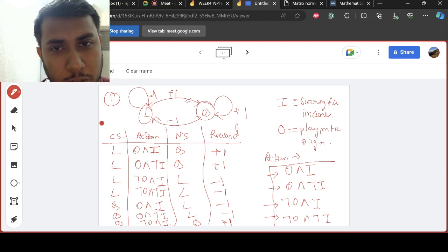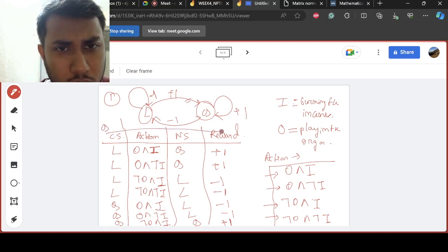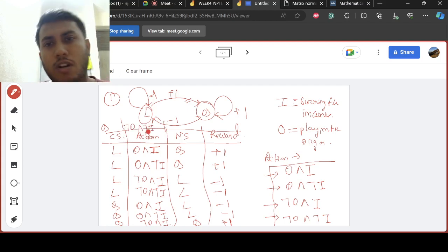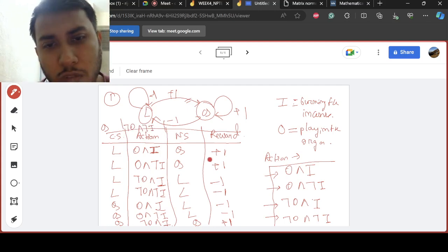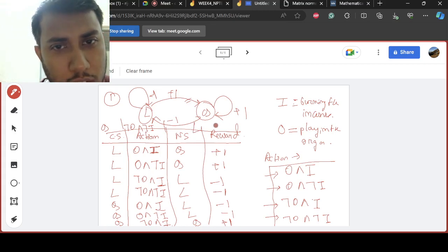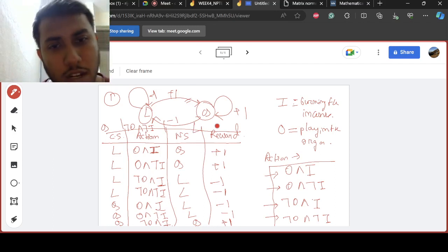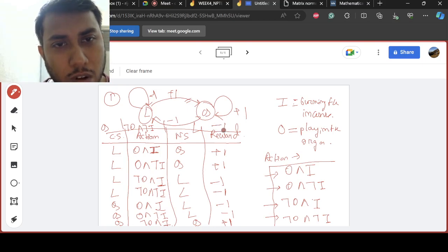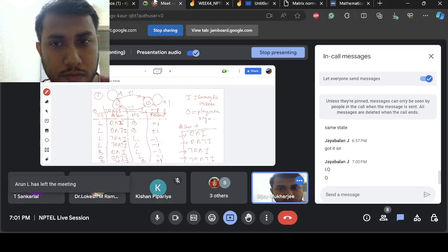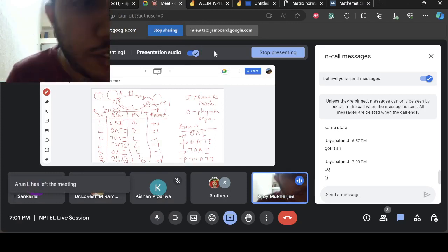And the last one, let me write it here, Q, not O, not I, that is, not playing the organ as well as not lighting the incense. The next state will obviously be L, because it is not playing the organ. So if you do not play the organ for 1 second, it will always lead to the laughing state, and the reward will always be -1 in laughing state. Right, these are all your transitions.